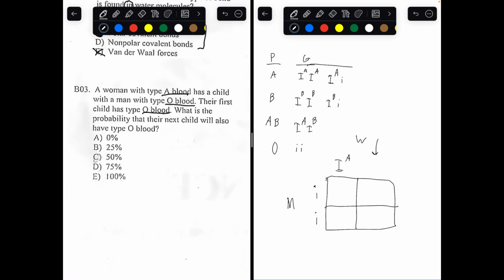And now it's just simple casework. We know that the first child does have type O blood. If this was capital I A, every phenotype would be this. If you cross them, every one would be capital I with superscript A and then lowercase i. That would lead to an A phenotype, every single child. But we know a child had an O phenotype. So this cannot be the case. So that means this is not capital I A. Let's try the other scenario, lowercase i. Cross them together, capital I A, lowercase i.